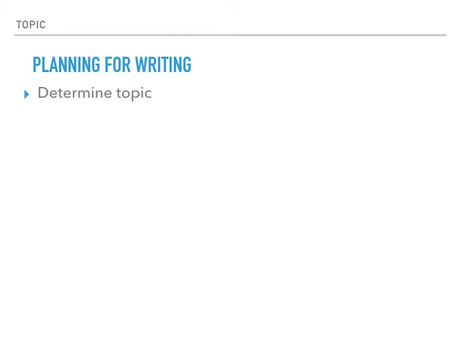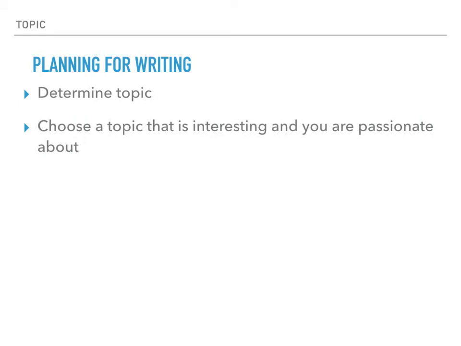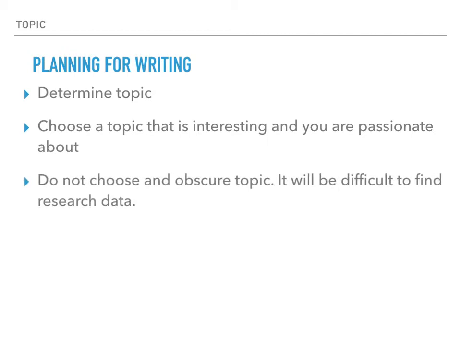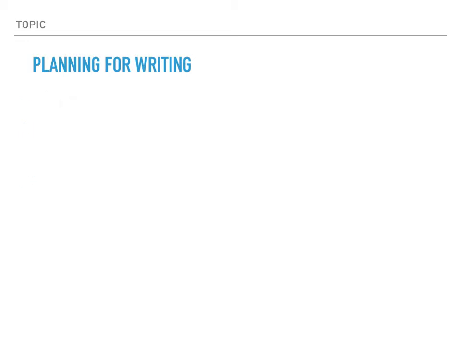And in determining your topic, you want to choose one that is interesting to you and one that you are passionate about. When writing starts to get difficult, if you're passionate about that particular topic, it's going to help drive you through those times when it's really difficult and you've hit what they call the wall. Do not choose a topic that is obscure. Topics that are obscure will be very difficult to find information on. And if you can't find research information, it's going to make it very difficult on writing your paper.